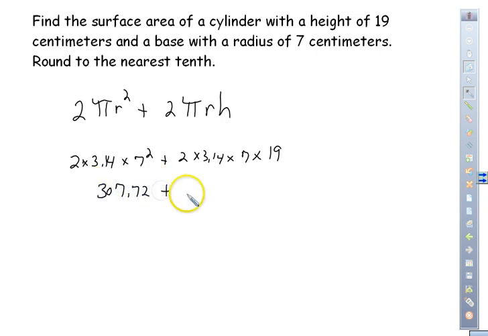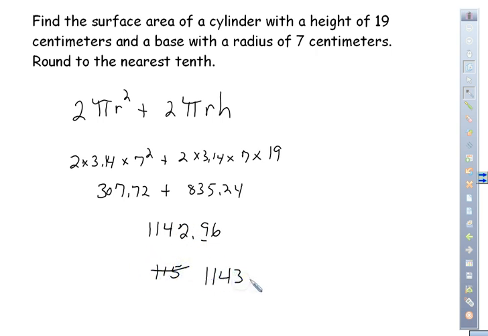So when you multiply them, you get 307.72 plus 835.24, and when you add those together, you get 1,042.96. You're going to want to round that to the tenths, which is going to round up to 1,043, and it is going to then be centimeters squared.